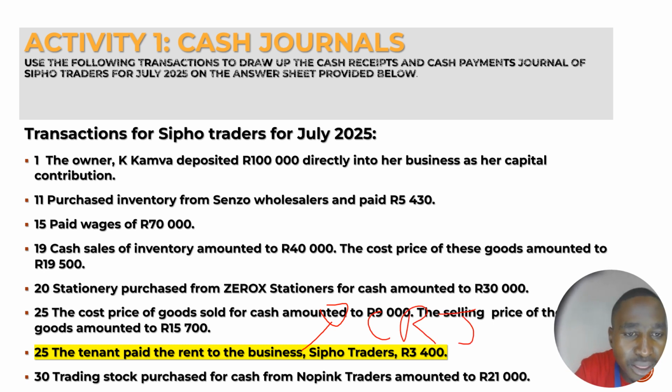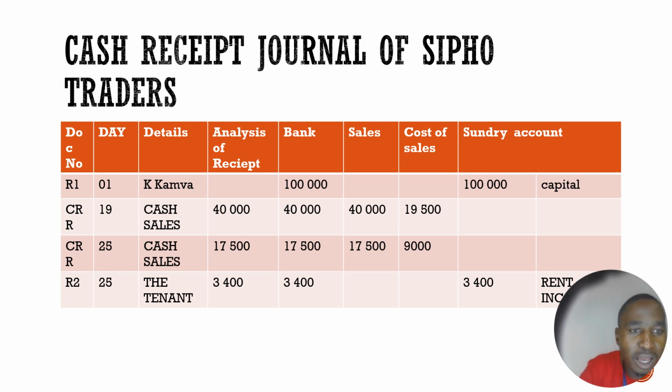And then, now I said, two accounts affected. The first account will be bank. And now, what are we receiving money for? We are receiving money for rent. So it will be rent income. The second account will be rent income. Now you know the two accounts affected, and you know where to record your transaction on the channels, or record on the CRJ. So let's go and record on the CRJ. Now there it is, receipt number 2 on the 25th of July.